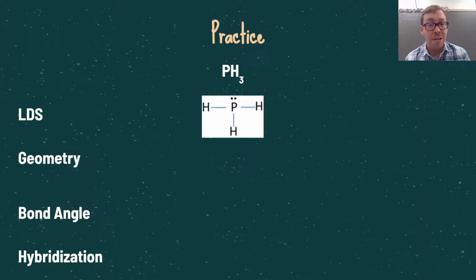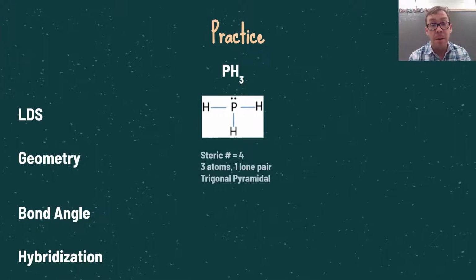I look at my molecular geometry. I have a steric number of 4 because I have 3 atoms that are attached and 1 lone pair. And I have a lone pair in there, so we're going to call this trigonal pyramidal because we have 3 atoms and 1 lone pair based on a steric number of 4.